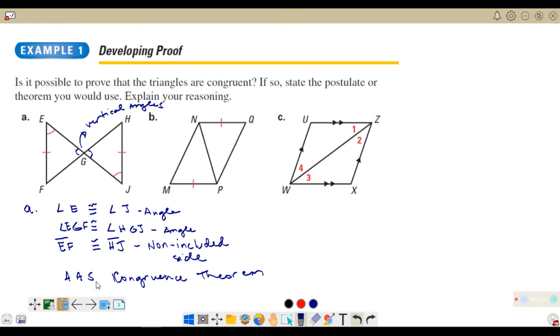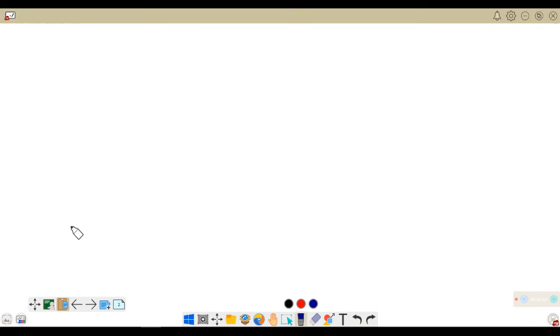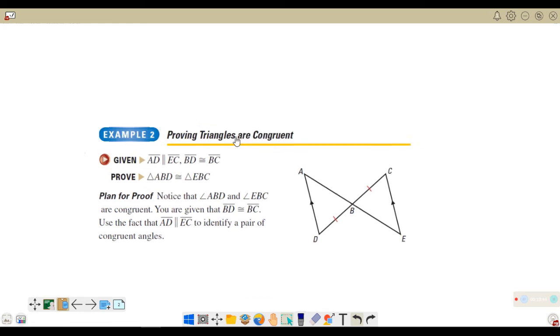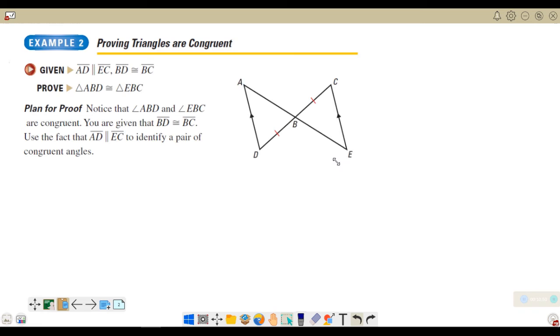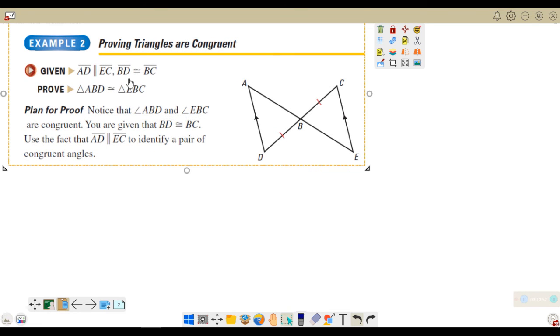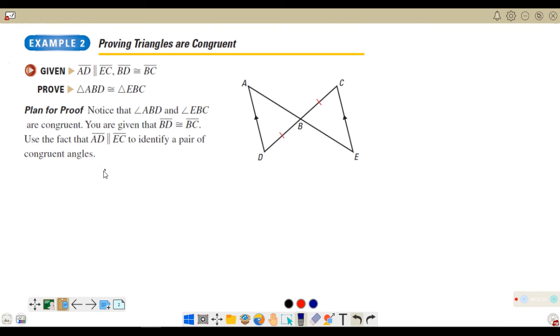Let's copy it and paste it here. Proving triangles are congruent. We have given AD is parallel to EC and BD is congruent to BC. Prove that ABD is congruent to EBC. So, plan for proof. Notice that angle ABD and angle EBC are congruent. Let's give the reasons in a two-column proof.